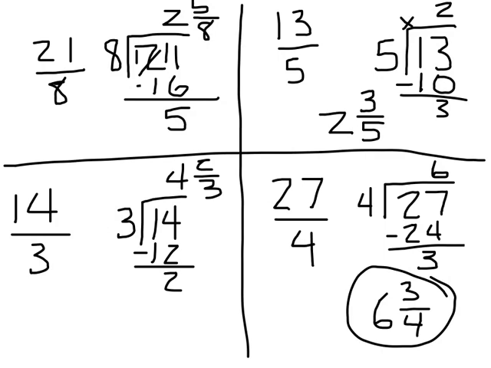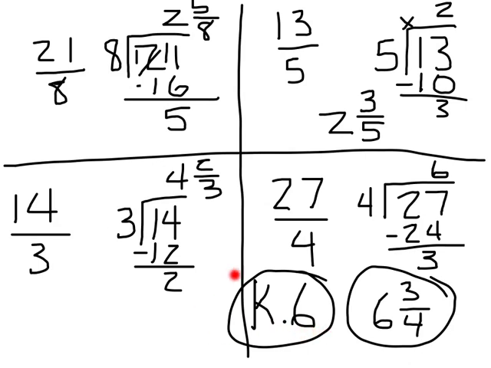Now it's time to move to IXL practice. Go to IXL, log in, and choose 5th grade math skill K.6, convert between improper fractions and mixed numbers. Try to get your SMART score to 100.